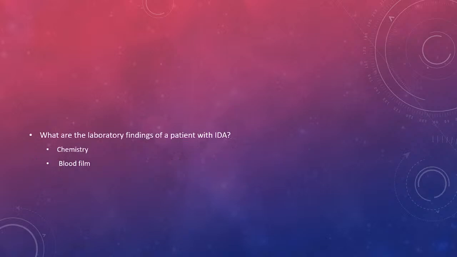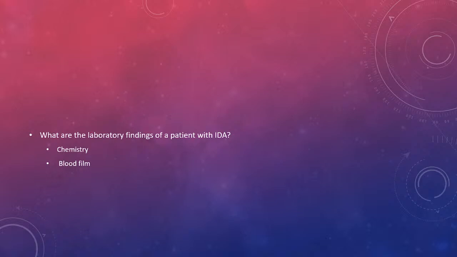And the next topic is clinical laboratory findings of patients with IDA. I've divided it into two types. You're going to look at it from the point of view of a clinical chemistry medical technologist and in the hematology department. So for clinical chemistry, you're going to look for transferrin and ferritin. All right? That's the most important thing that you need to look for.